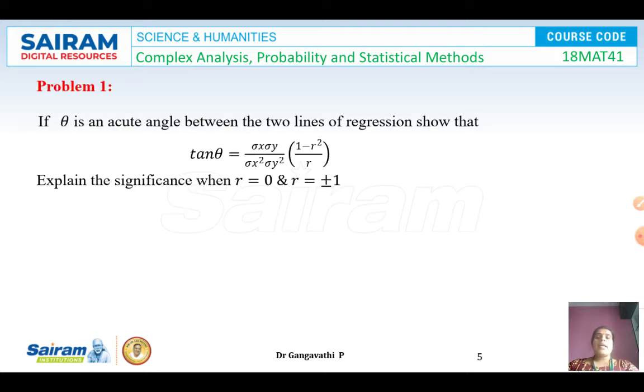Here, let us do some problems on the lines of regression. If theta is an acute angle between the two lines of regression, show that tan theta is equal to this. As I told you, regression lines are nothing but the equation of a straight line in the form of y is equal to ax plus b, and the other one is x is equal to ay plus b. So with two straight lines and the angle between them being theta, we need to prove that tan theta is equal to this result.